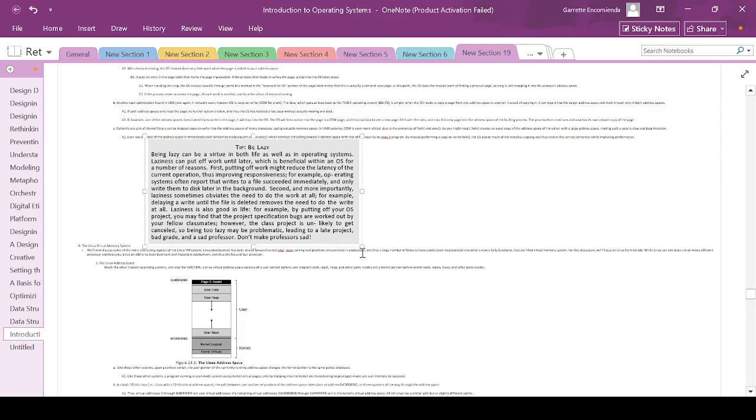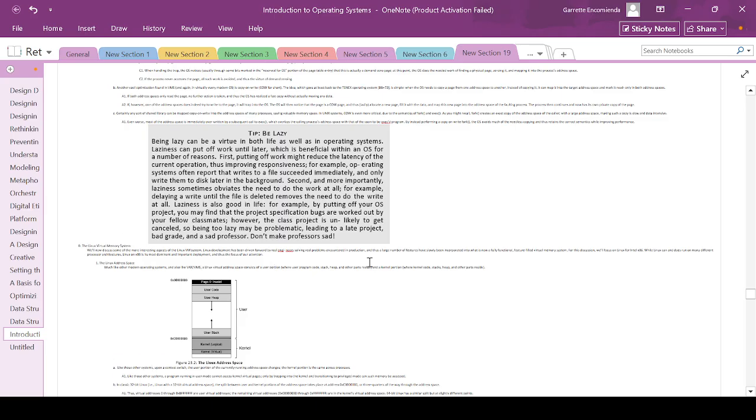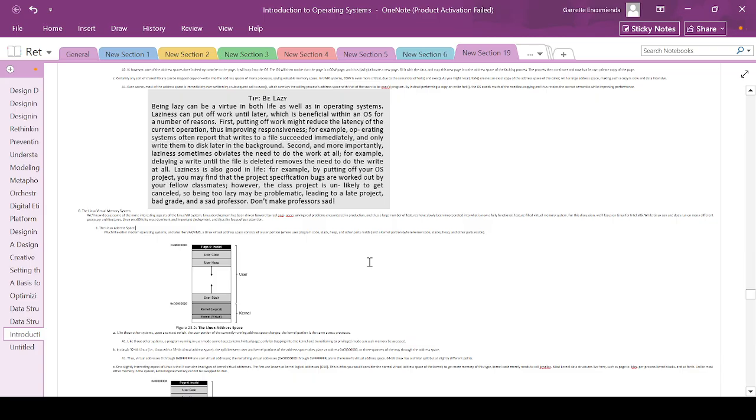Tip: be lazy. Being lazy can be a virtue in both life as well as in operating systems. Laziness can put off work until later, kind of like the clustering, which is beneficial within an OS for a number of reasons. First, putting off work might reduce the latency of the current operation, thus improving responsiveness. COW also has these attributes of putting off work, putting off the write unless it is actually a write operation. For example, operating systems often report that writes to a file succeeded immediately and only write them to disk later in the background. So that's actually what a modern operating system does.